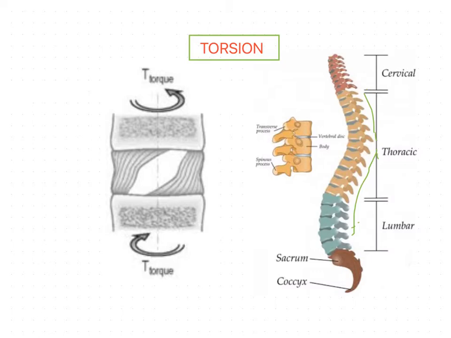Okay, the torsional stiffness is provided by the outer fibers of both the vertebral bodies. So the outer layers of both the vertebral bodies take part in the torsional forces or torsional stiffness, and also the intervertebral disc.